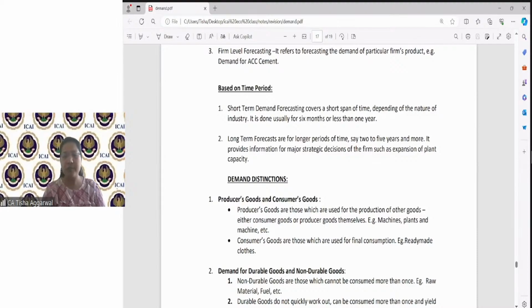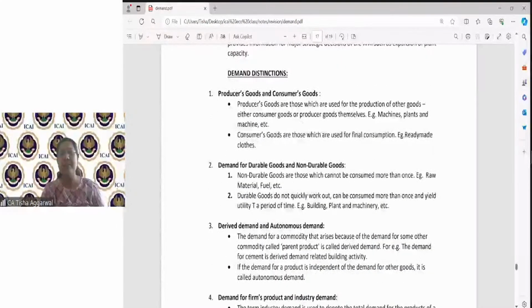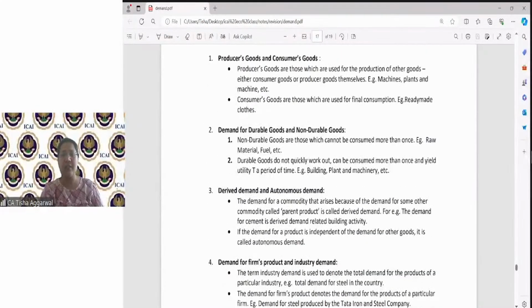Correct? Next is the demand distinctions. So first is producer goods and consumer goods. You understand what producer goods are? Producer goods are the kind of capital goods which are used for further production, for example machines, plants, etc. Second is consumer goods, like clothing. I wear it, I use it for a while, consume it directly, and then I throw it away.